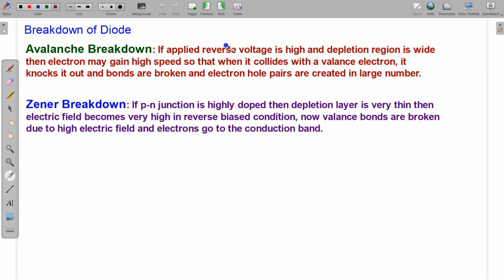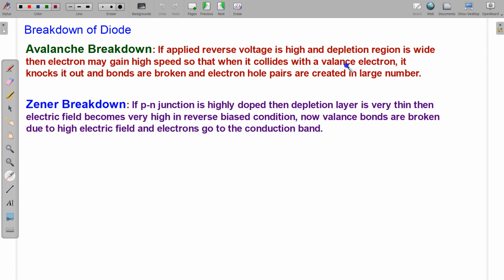What is avalanche breakdown? If the applied reverse voltage is high and the depletion region is wide enough, then an electron may gain high speed. The electron is moving from one side to another side due to this high voltage, and due to the high voltage it can acquire a very high speed, and due to this high speed it collides with a valence electron.